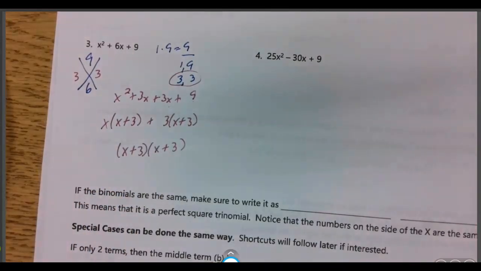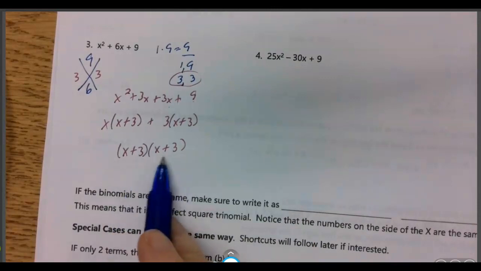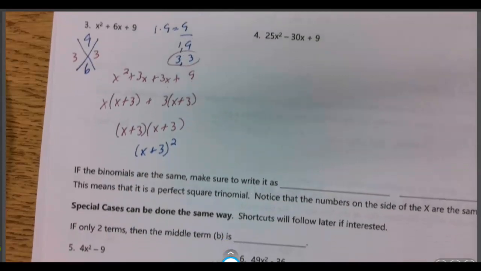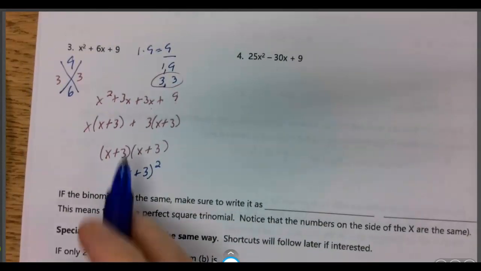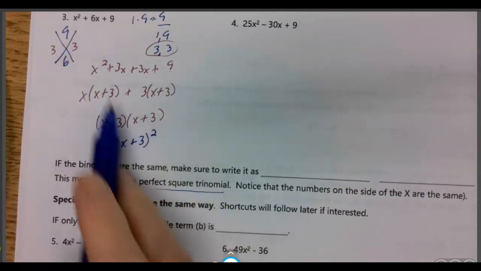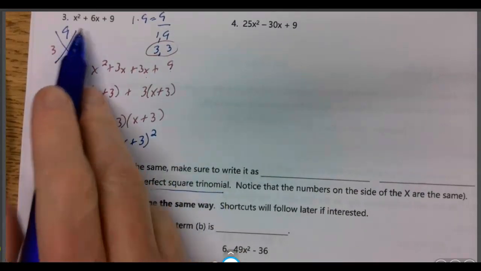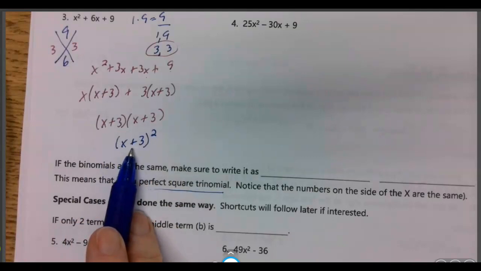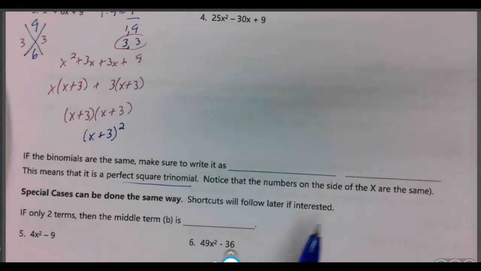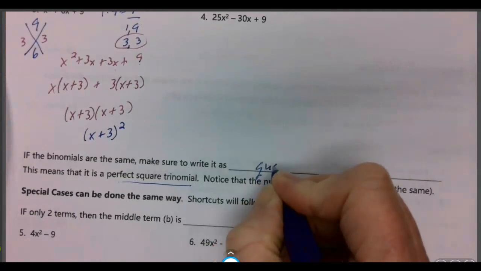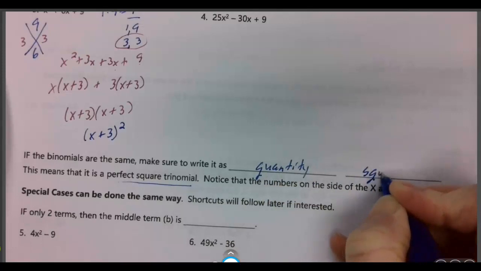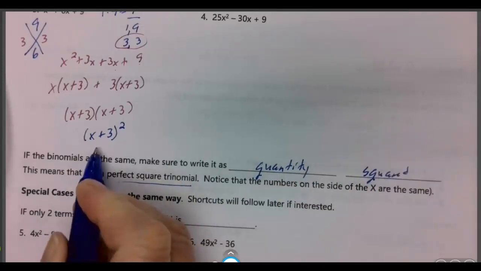So what's in the parentheses is exactly the same. If that ever happens, we have to write it as x plus 3 quantity squared. Okay? Now, this, you might have noticed, is a perfect square trinomial. I know that because I can look at it here, but also because when I factored, I get this. If I ever have two binomials that are the same, you must make sure you write it as a quantity squared. Which is what we did right here.